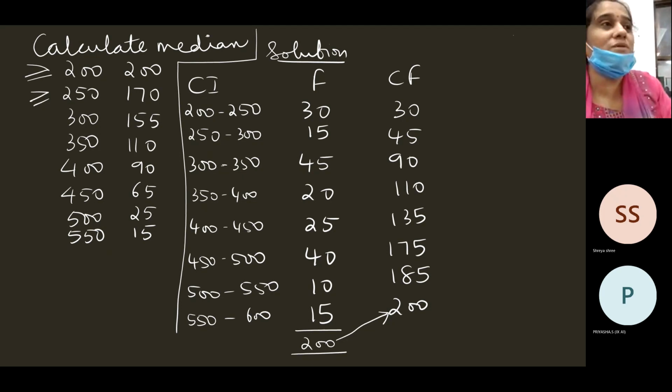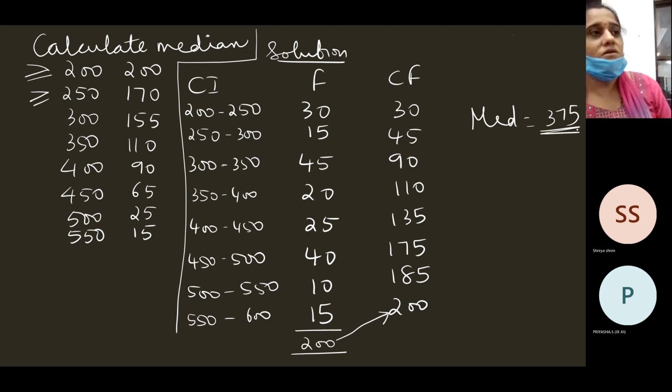I can get 350 as the median, or anything more than 350. But I cannot get 400. Less than 400 I should get. So I can get 350 or anything more than 350 but less than 400. And here it is exactly 375. Median is exactly 375.